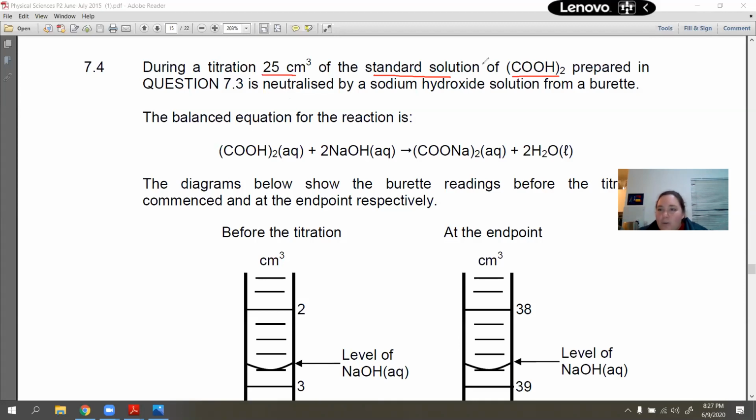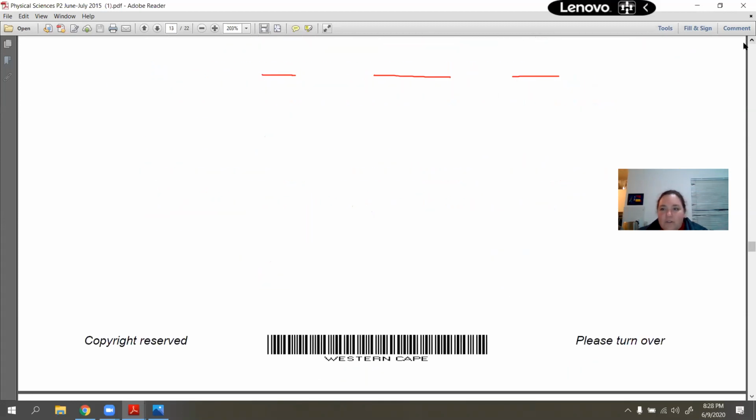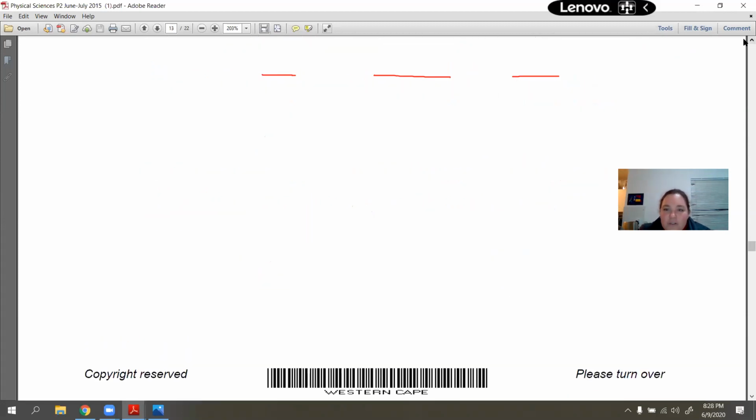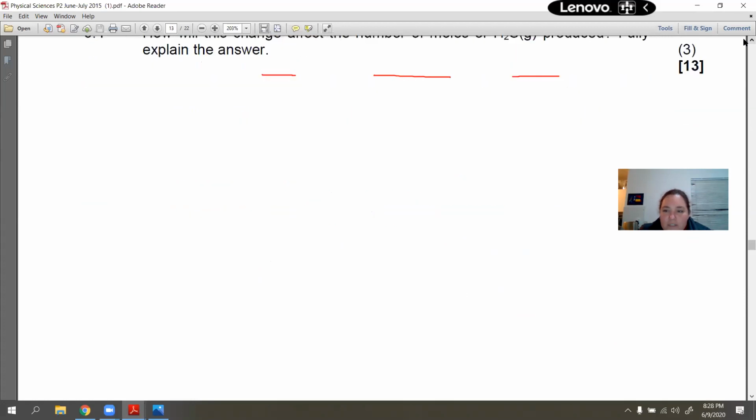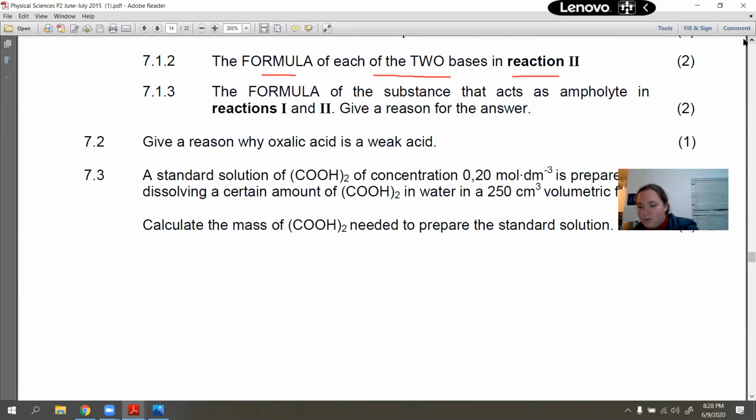Now I've actually got to go back up a screen quickly because I didn't write down what its concentration was, and that concentration is important. Wrong question, just give me a second. The concentration was 0.2. So I need to just quickly make sure that I've written down all of the things that I needed to know here. I needed to know that it's 0.2 moles per decimeter cubed.